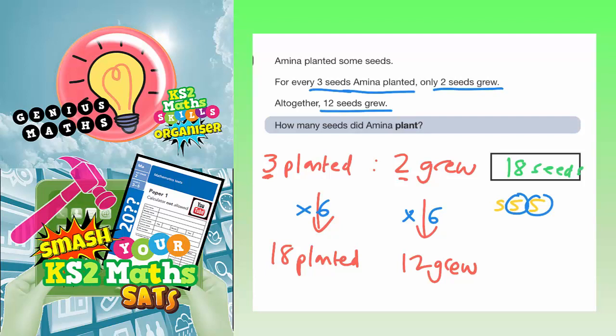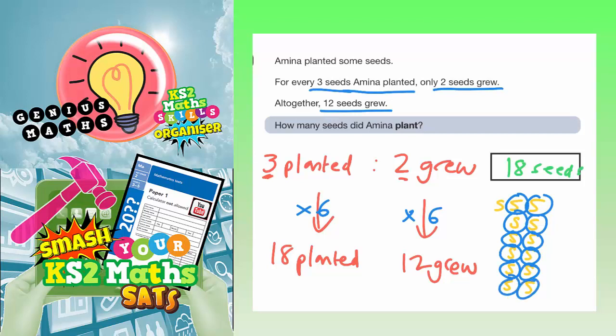But then we know that 12 seeds grew. So we must have another 2, that's 6 so far. 7, 8, 9, 10, 11, 12. And there is the 12 seeds that grew.